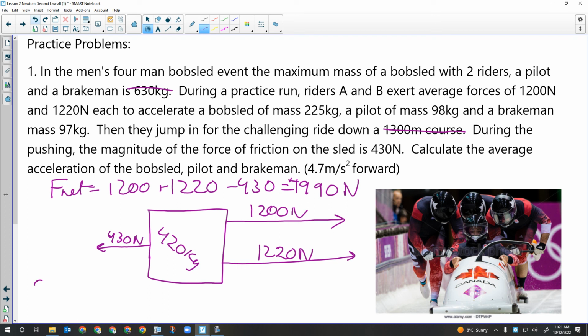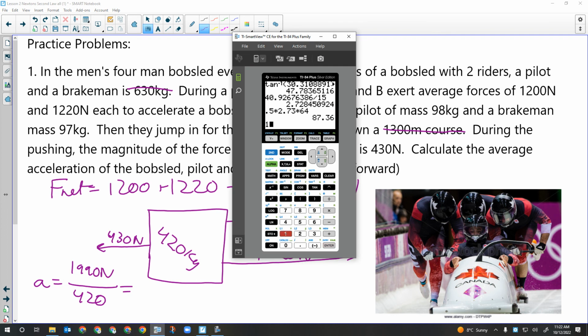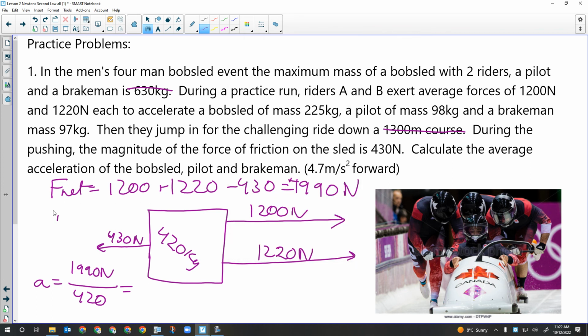Okay, so now if I want to calculate the acceleration, it's just going to be my 1,990 newtons divided by the 420 kilograms that's still being accelerated. Okay, so that bobsled is going to accelerate, to two significant digits, 4.7 meters per second squared. And that'll be positive or forward or down the course or something like that. Okay, is that making sense?